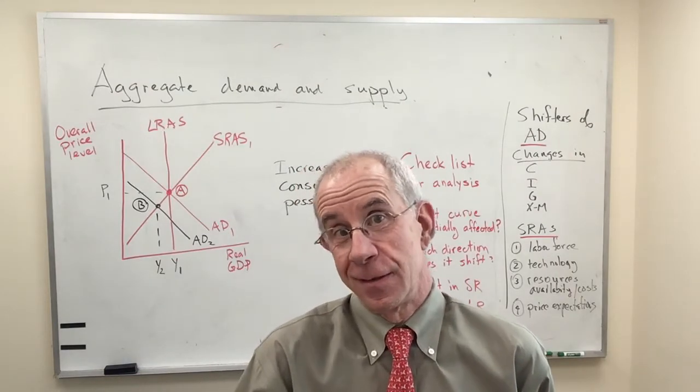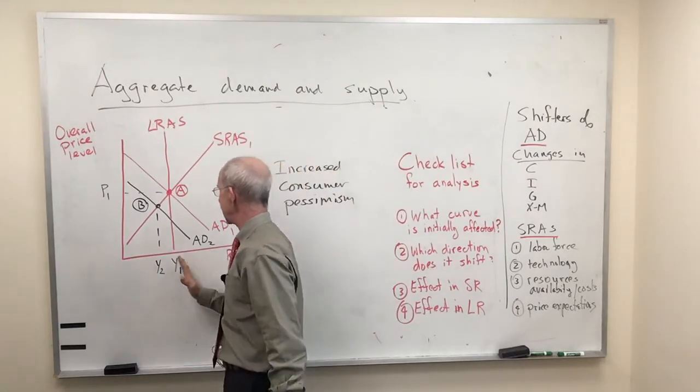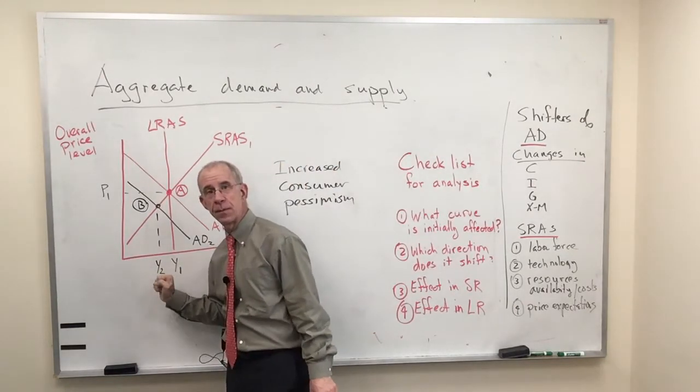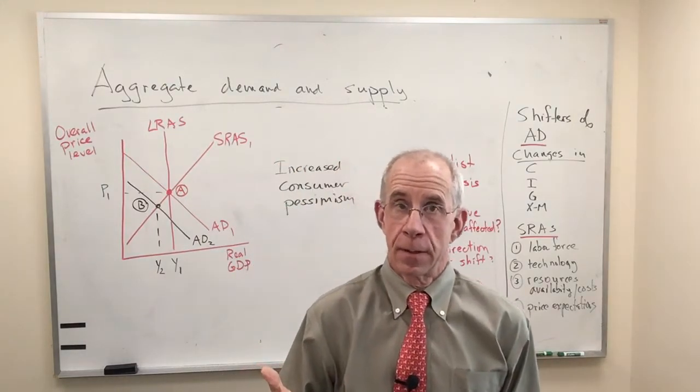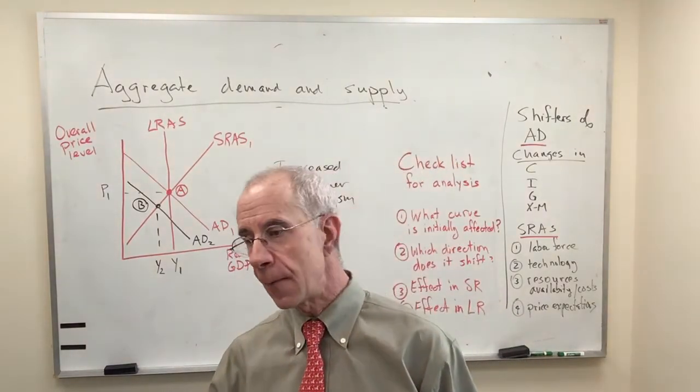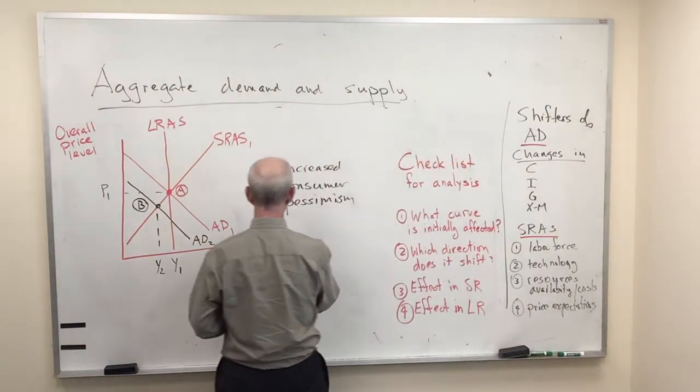This is essentially a recession. A drop in the amount of output away from the full employment level in the short run. Now, let's imagine that there's no government intervention.